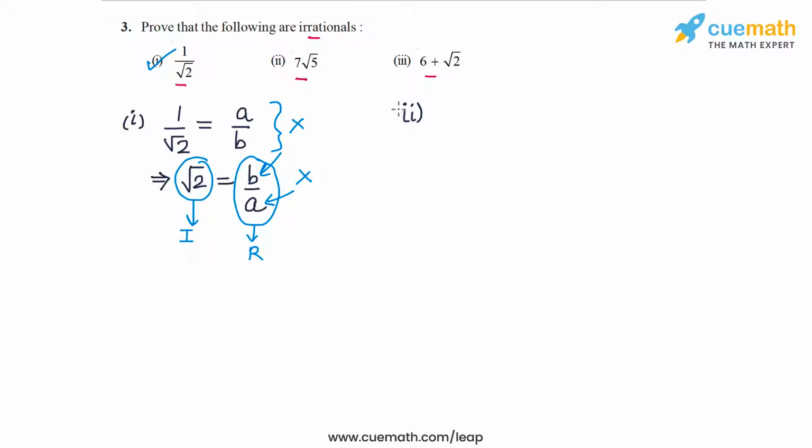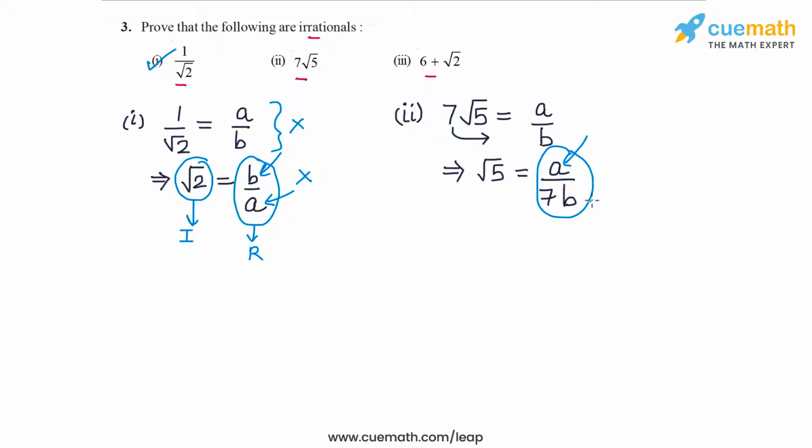So in part 2, the number is 7 root 5. Once again, let's assume that this is a rational number a by b, where both a and b are integers. Now let's isolate root 5 on the left side. So we have root 5, and this 7, take it to the right side. So root 5 will be equal to a by 7b. Now once again, in this equality, the RHS is rational because both the numerator a and the denominator 7b, both of these are integers.